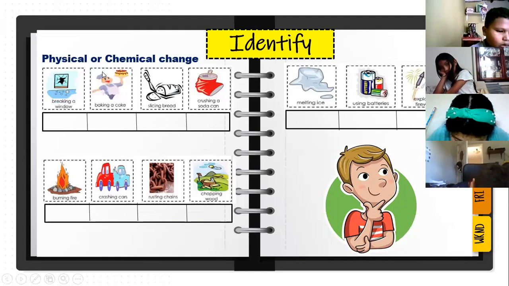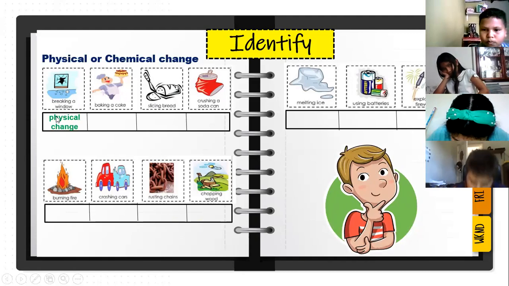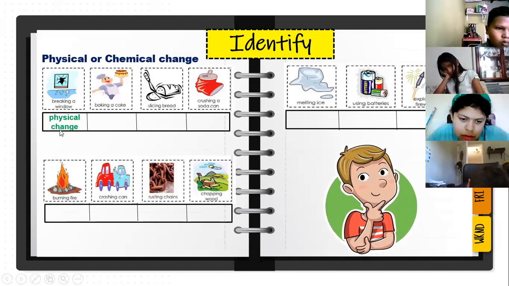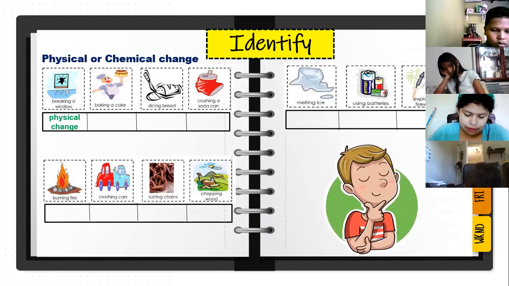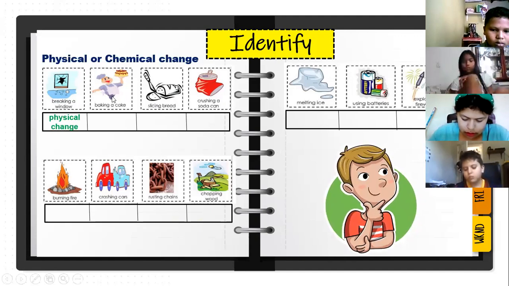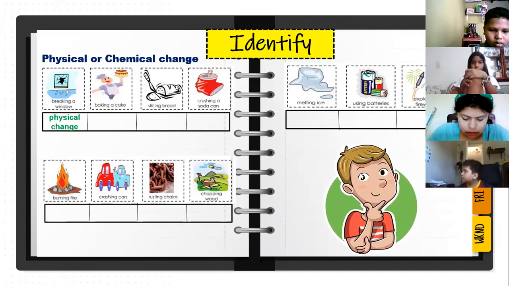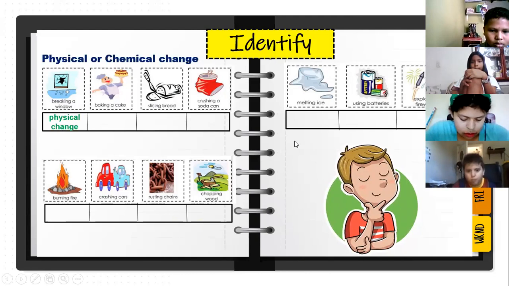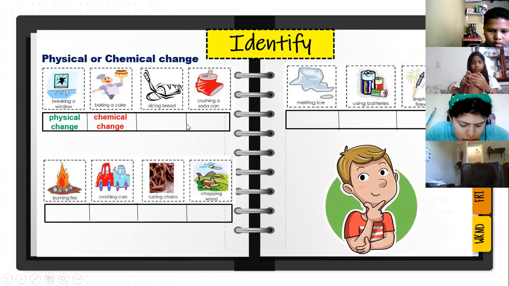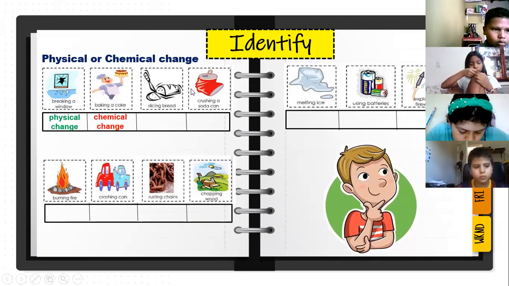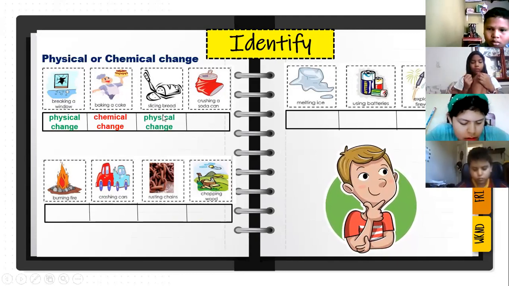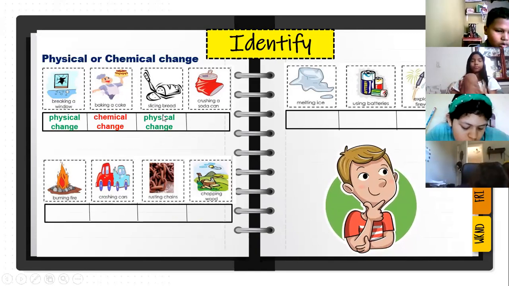Now, physical change. Let's identify this. Physical or chemical? The first one, breaking a window. Physical change, because even the little pieces of glass are still glass. The second one, baking a cake. What do you think? Is it physical or chemical? Chemical. Yes. Slicing bread. Look, this is a bread. Physical, yes. No, it's not chemical because it's just a slice.